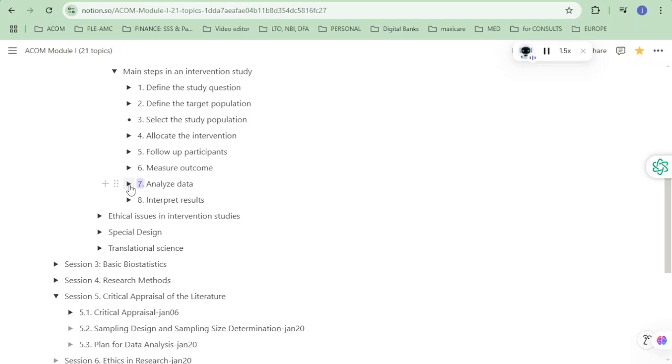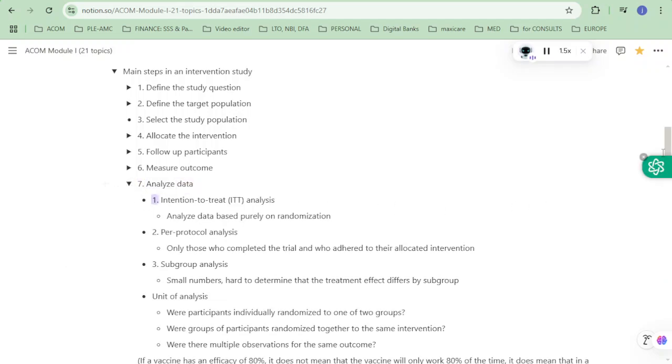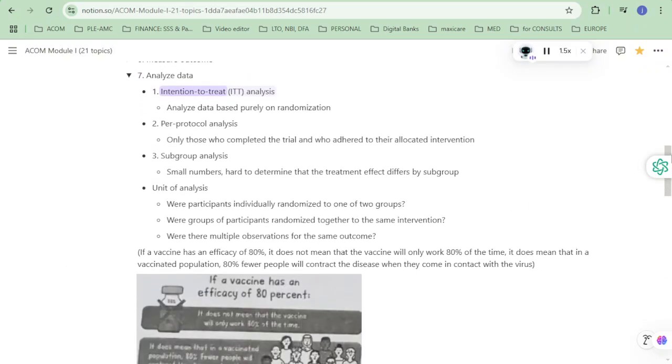7. Analyze data. 1. Intention to treat, ITT, analysis. Analyze data based purely on randomization. 2. Per protocol analysis. Only those who completed the trial and who adhered to their allocated intervention. 3. Subgroup analysis. Small numbers, hard to determine that the treatment effect differs by subgroup.